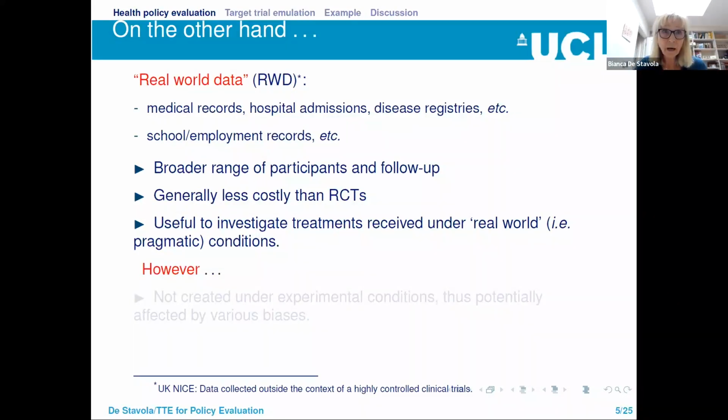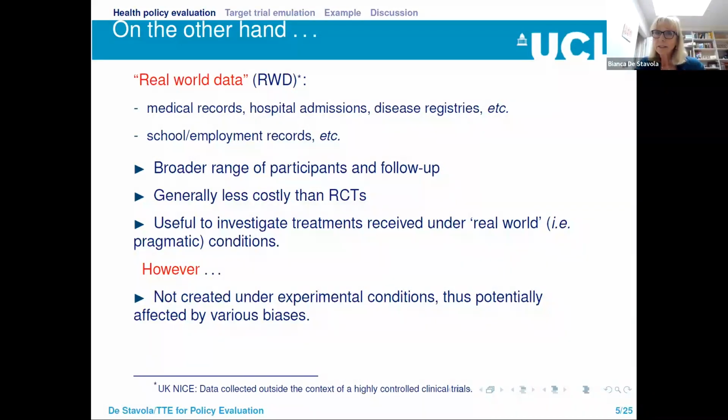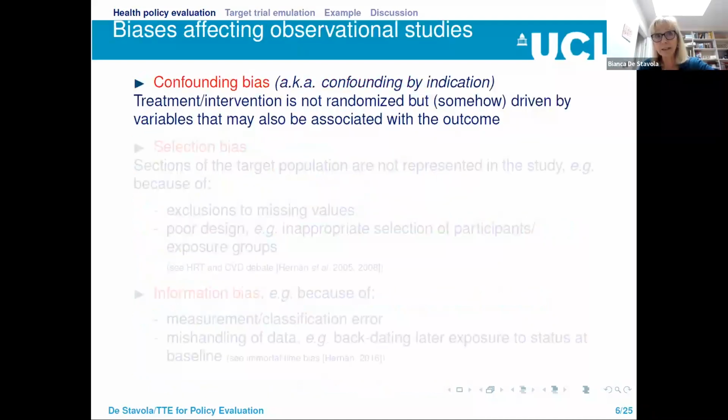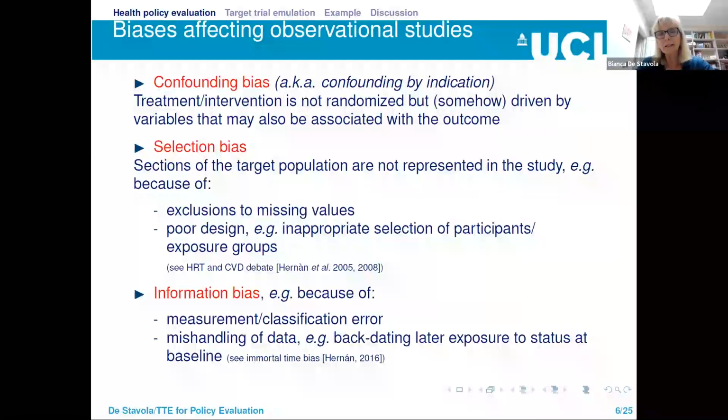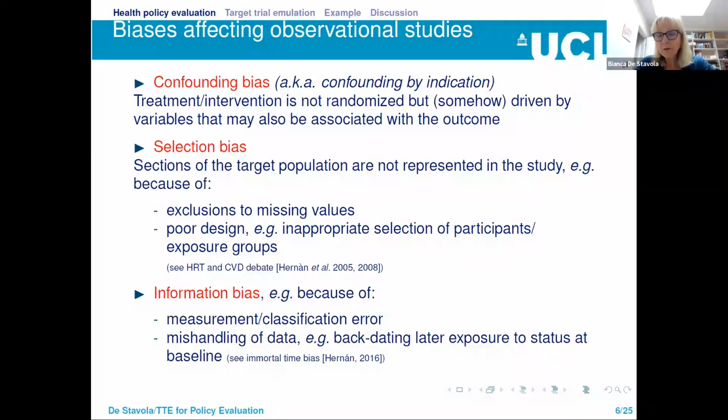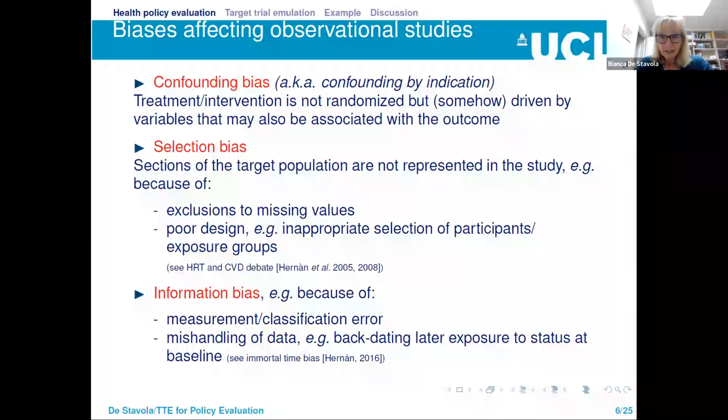And as you can see, there's a however coming up here, and that however, as we all know, is that observational data, real world data, are not created under experimental conditions and therefore are potentially affected by various biases. This slide very quickly lists the three main sources of bias, and for the sake of time I will go quickly through them because I'm sure you're very familiar with them.